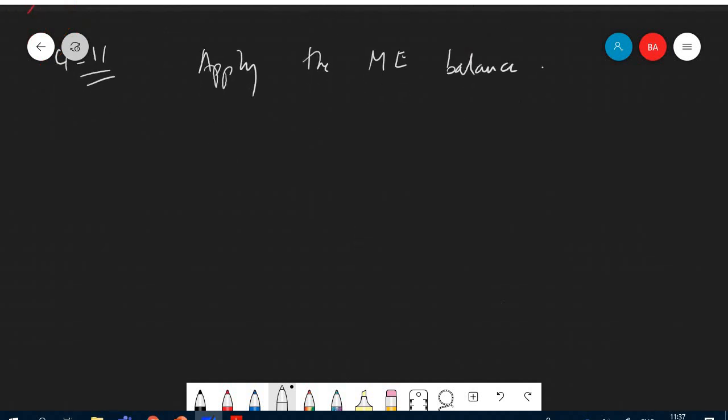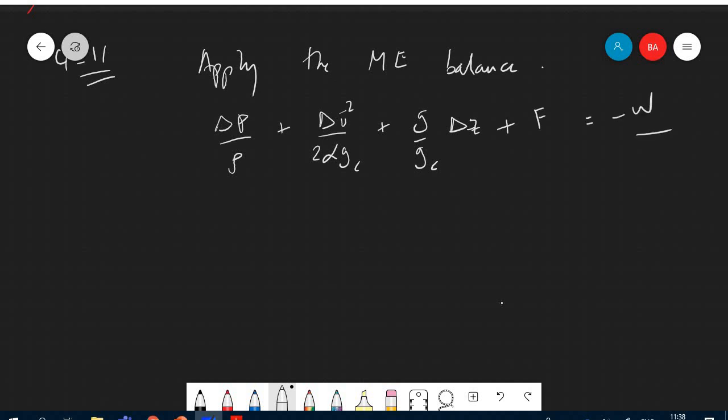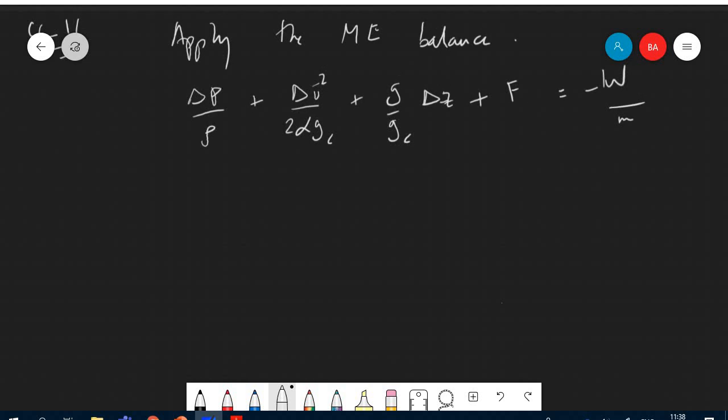And this mechanical energy balance, sorry for that. So it's delta P over rho plus delta U squared over 2 rho gc plus g over gc times delta Z plus F is equal to W minus W over m. Okay, great. So what do we have here?